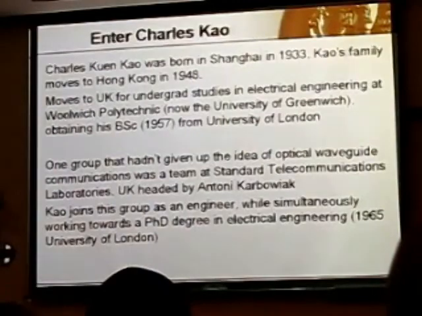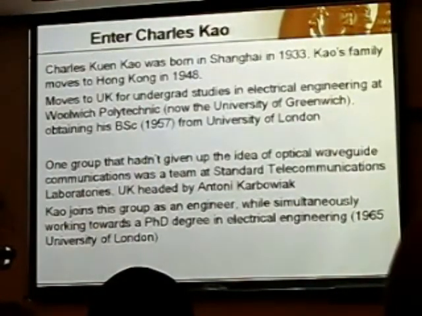The other part is Mr. Kao. So Kao is a Chinese person. He's born in Shanghai. With his family, he moves to Hong Kong. He adopts a more Western name called Charles Kao and moves to the UK for undergrad studies. He studies electrical engineering, gets his BSc from London, and then he joins a company while working for his PhD. So his PhD is kind of an on-the-job kind of thing.